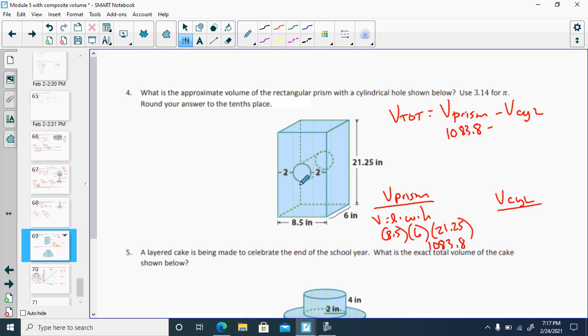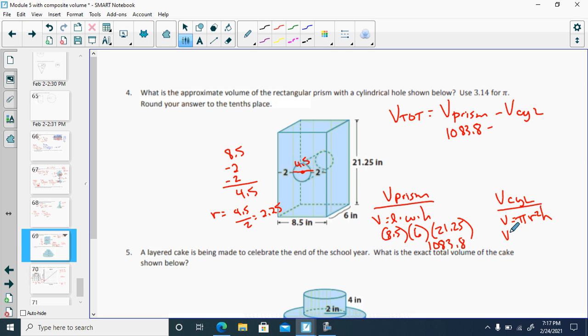Let's find the volume of that cylinder. The volume of the cylinder is pi radius squared height. Now, let's find your radius here. All the way across here is 8.5, and these two pieces are 2 each. So 8.5 minus 2 minus 2 gives me 4.5 left. This diameter is 4.5, but I need the radius. So the radius is equal to 4.5 divided by 2, which is 2.25.